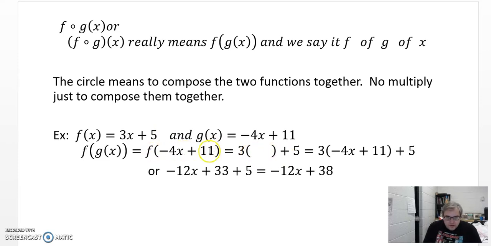I write out f of that expression equals what f function is. 3 times, I like to put empty parentheses to represent where the variable is, plus 5. This and this, to me, are the same. But on the next step, you're going to substitute in this expression into the parentheses. And that's where I have this coming from. And then you'll just simplify, multiply that in, distribute it. I get negative 12x. I get 33 plus 5. And that should give me negative 12x plus 38.